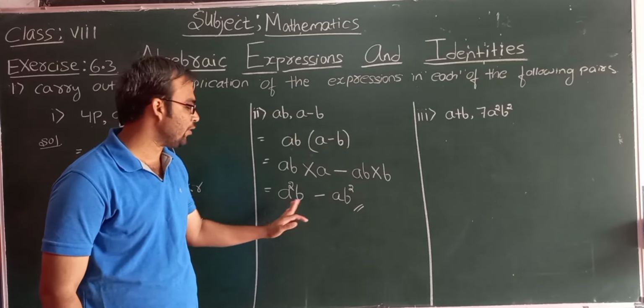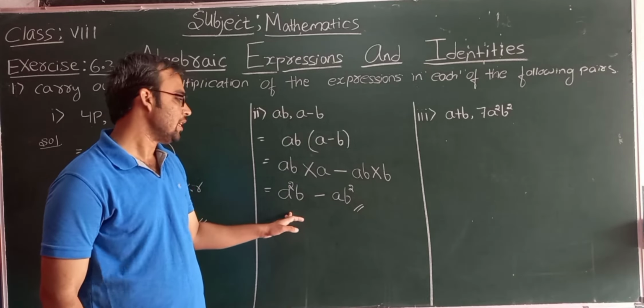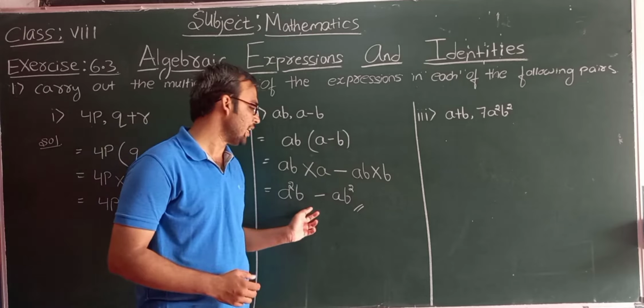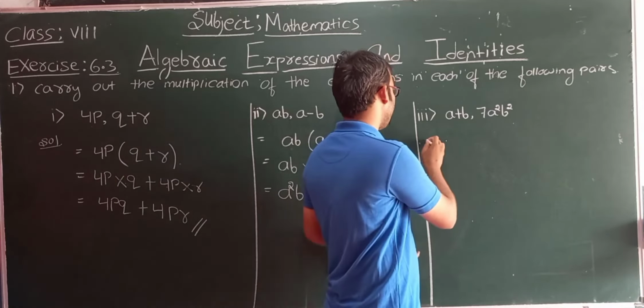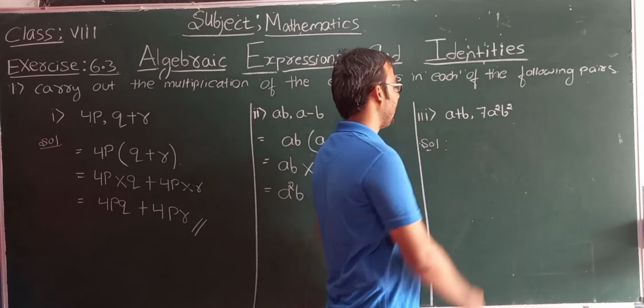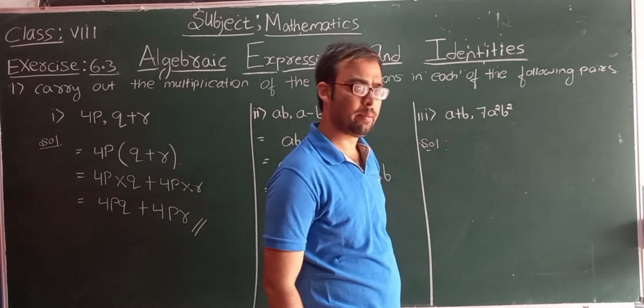Students, you cannot add or subtract these, because these are unlike terms. So this is the solution for the second problem. Students, now let's solve the third one. Here they have given a plus b, 7a square b square.